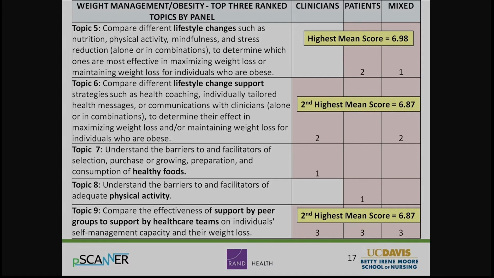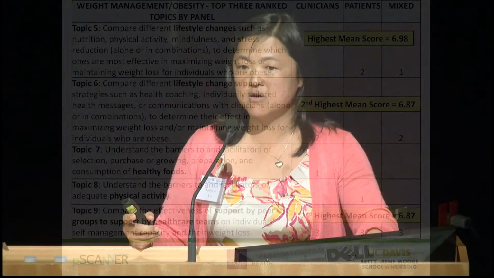You can see here, just by the words in bold, these topics were really around lifestyle change, support for lifestyle change, barriers to lifestyle change. And the last one is a specific comparative effectiveness one around support by peer groups versus support by healthcare teams. So you could see there's a theme here in what all of the panels are saying are priorities. It's about lifestyle change and support for lifestyle change.